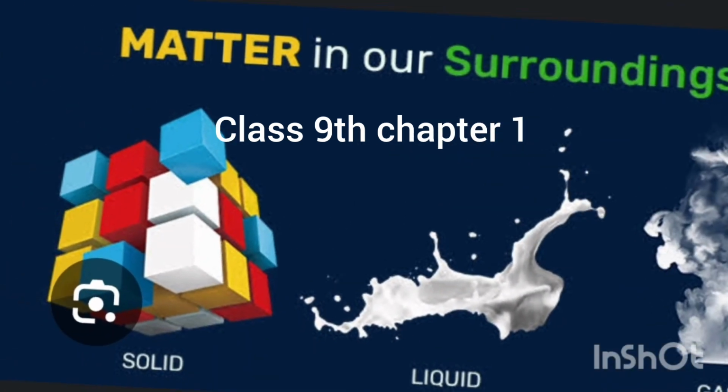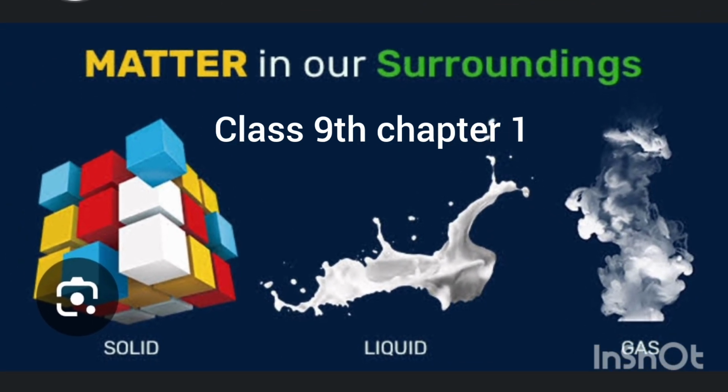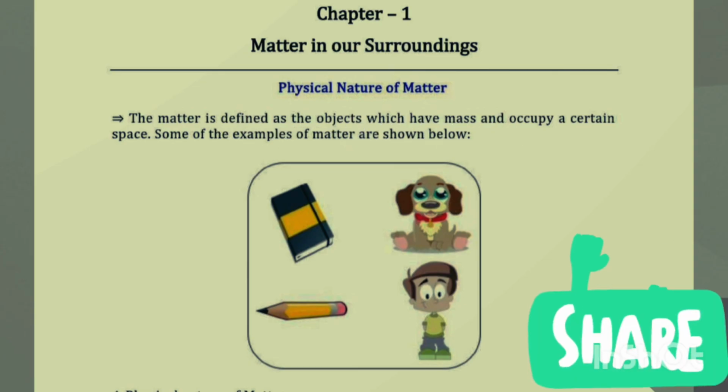So today we'll be going to learn about the first chapter in science, that is in 9th standard, matter in our surrounding. Okay, everyone knows what is a matter. From many previous years or previous classes you have been learning about matter. What is a matter? A matter is something which is occupying space and has some weight.